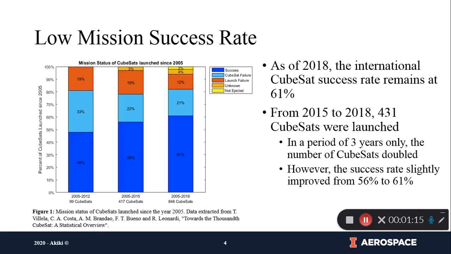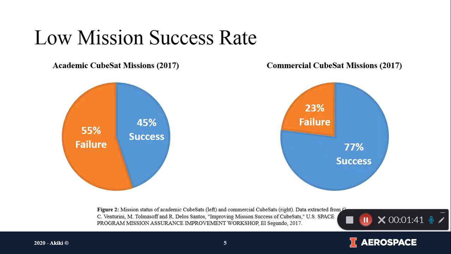So since the establishment of the CubeSat standard over 21 years ago, more than 1,000 CubeSats were launched, and their popularity has been increasing exponentially. To put things into perspective, from 2015 to 2018, the number of CubeSats launched doubled, but the success rate of these CubeSat missions only slightly improved from 56% to 61%. And this is especially apparent in academia, where the failure rate is still significantly high at 55%.